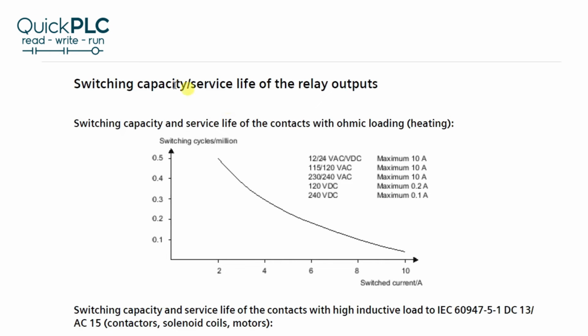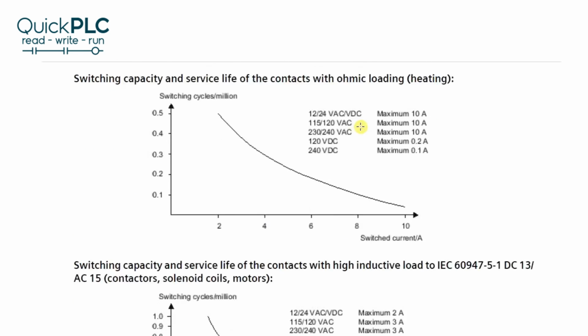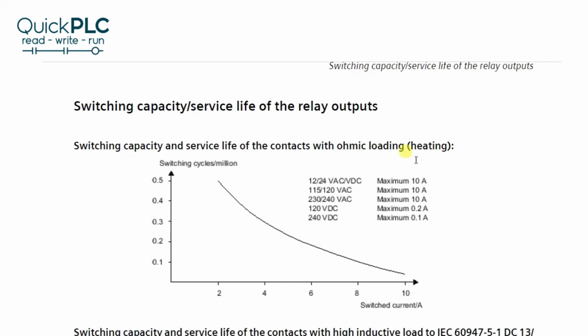In the Siemens documentation section Switching Capacity, Service Life of the Relay Outputs, we have two graphs. The first gives a curve for switching cycles in millions as a function of switching current on resistive loads, and a few points stand out. The graph maxes out at 500,000 cycles at 2 amps on a contact rated at 10 amps. At 10 amps, the graph suggests a lifespan of less than 50,000 cycles.